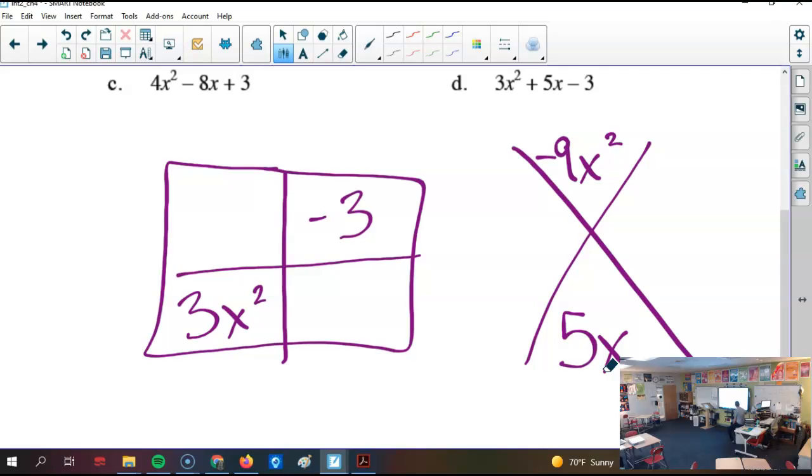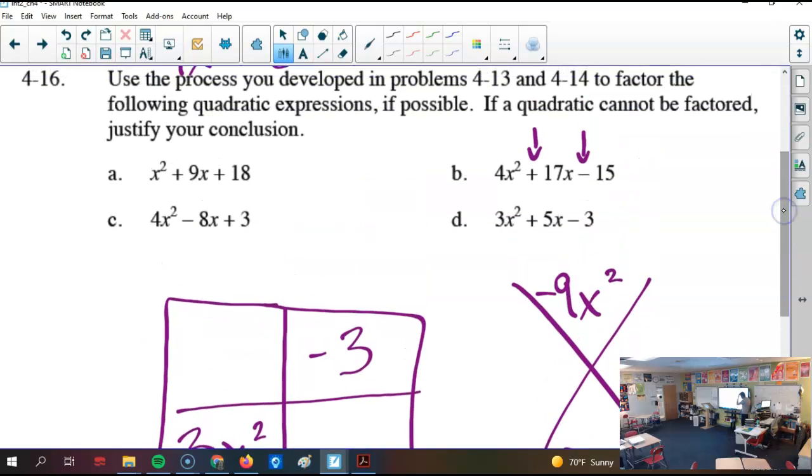What's different here than in the other ones that we've been solving? It does not work. Huh? It does not work. But why? The amount of x's is not a multiple of the x squared. They all need to have a common factor for it to be factorable.